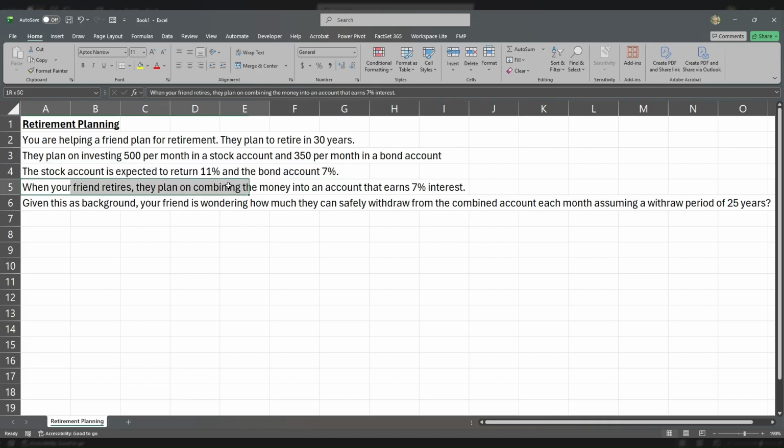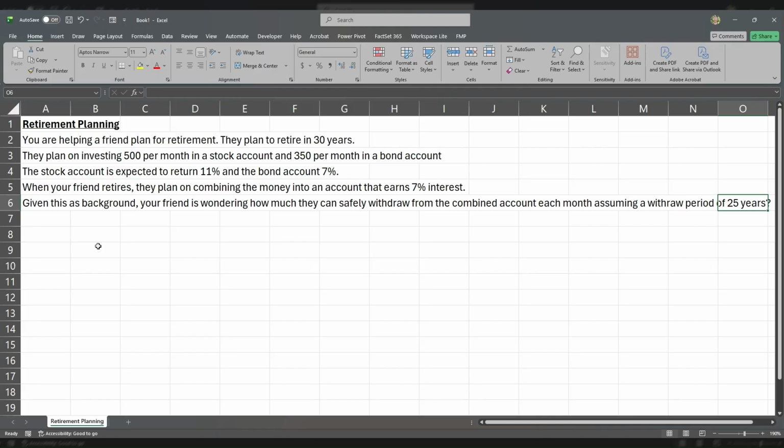And when my friend retires, they plan on combining both accounts into a single account that will then earn 7% in interest. Given all this, they are wondering how much they would be able to safely withdraw in 30 years from now each month, assuming a withdrawal period of 25 years. So basically, what we need to do is calculate the future value of both the stock and the bond account.